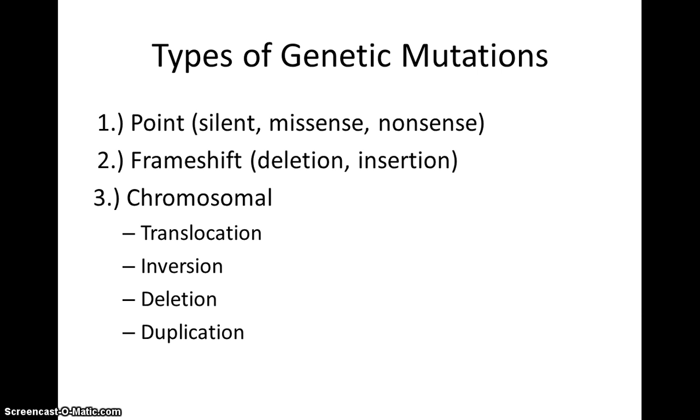Recall that point mutations, we had three subtypes depending on what happens with the amino acids, and frame shift, you could either delete a nucleotide or insert one. Today we'll be thinking more about those chromosomal mutations as well, and actually we need to add one there, so remember those were translocations, inversions, deletions, duplications, and also non-disjunctions.